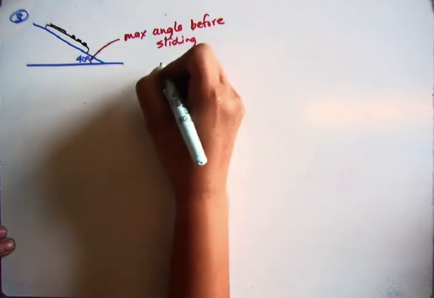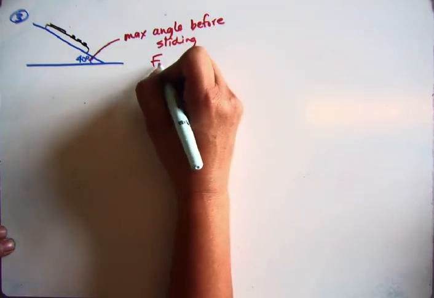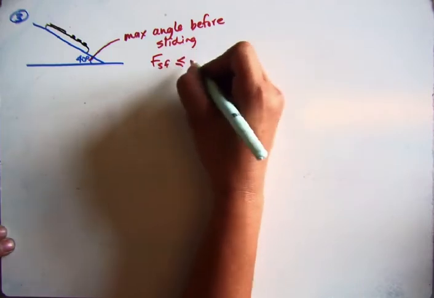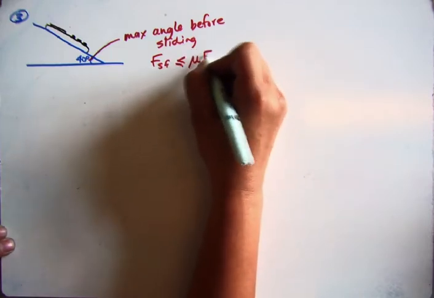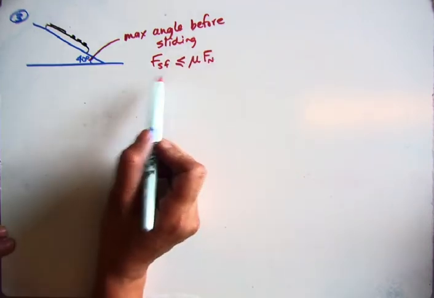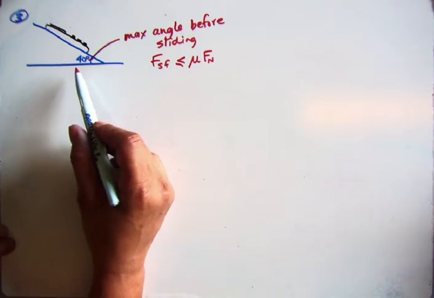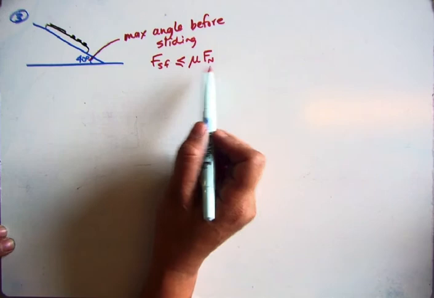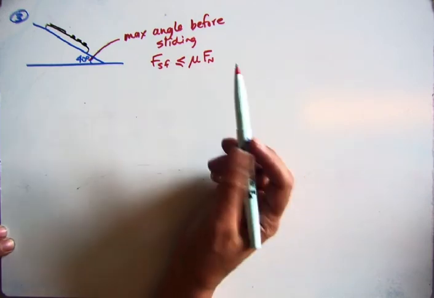Okay, so remember when we talked about static friction, the force of static friction is less than or equal to mu Fn. What that means is if the angle is 0, static friction will be 0, but if the angle is 10, 20, 30, static friction is getting bigger and bigger as necessary, but the biggest it can get is mu Fn. It can't get bigger than that.